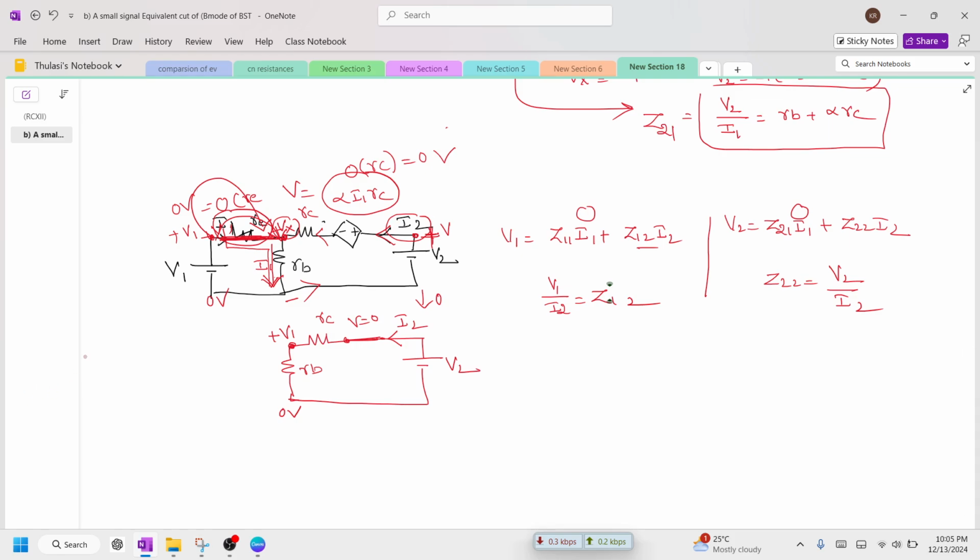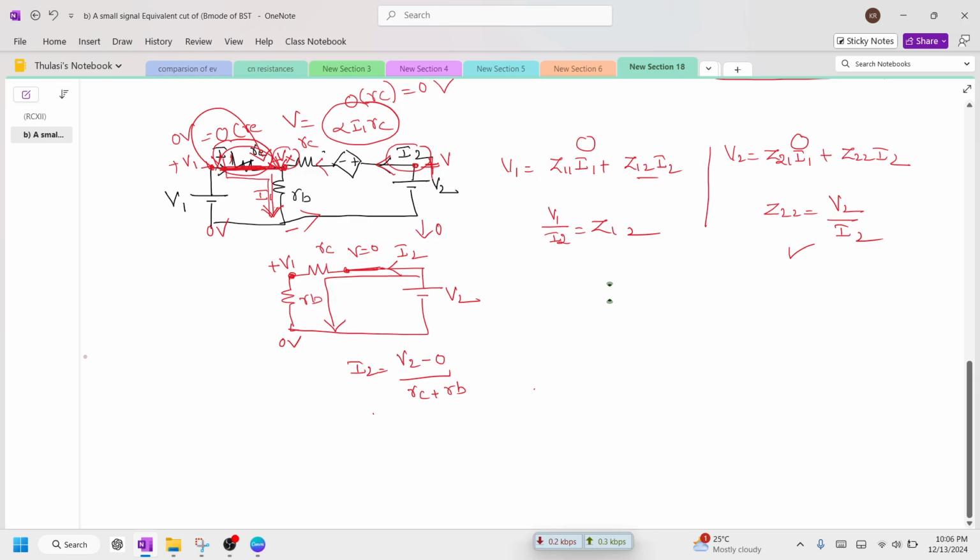Now we require the relation of V2 by I2. So how to write I2 now? I2 is equal to V2 minus 0, high potential minus low potential, divided by the sum of resistors which are connected in series. Therefore, V2 by I2 is equal to RB plus RC. This is the value of Z22.